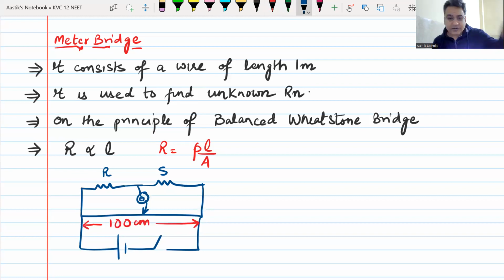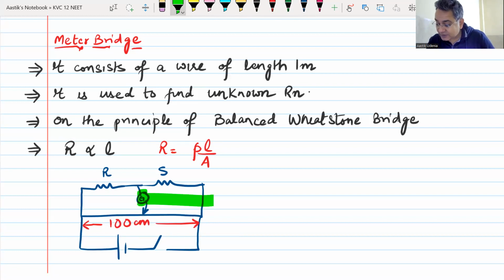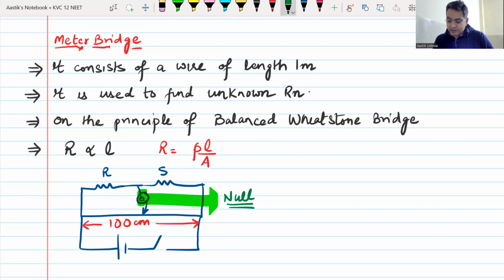And the jockey is moved along this wire so that the galvanometer has zero current in it. That is known as the null point. Do you understand? Null point. Null point means there is no current. You understand this?